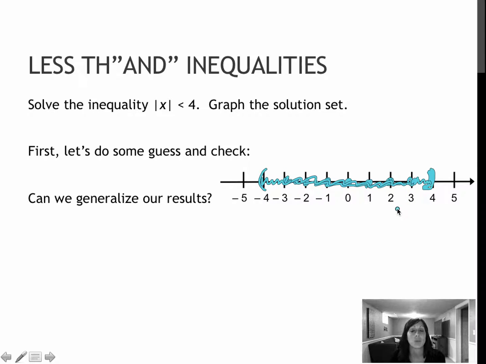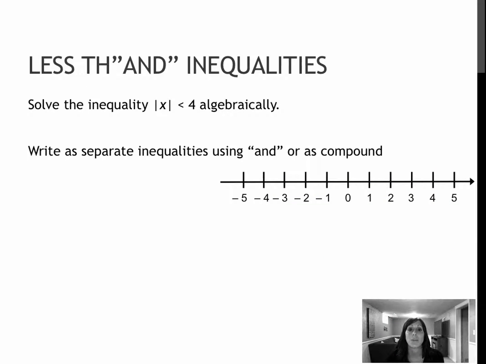So to generalize our results, we'd say any number that's between -4 and +4 would work. So this is one way to write that, or we could also write -4 to +4 with our open brackets. So these are different ways to write the correct answer. Well, let's take a look at what that means algebraically. Algebraically, what we're asked to do is write it the first time just as it is.